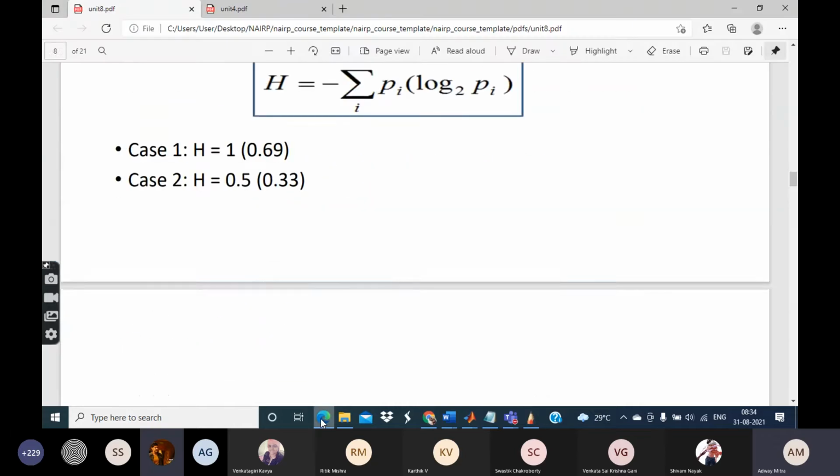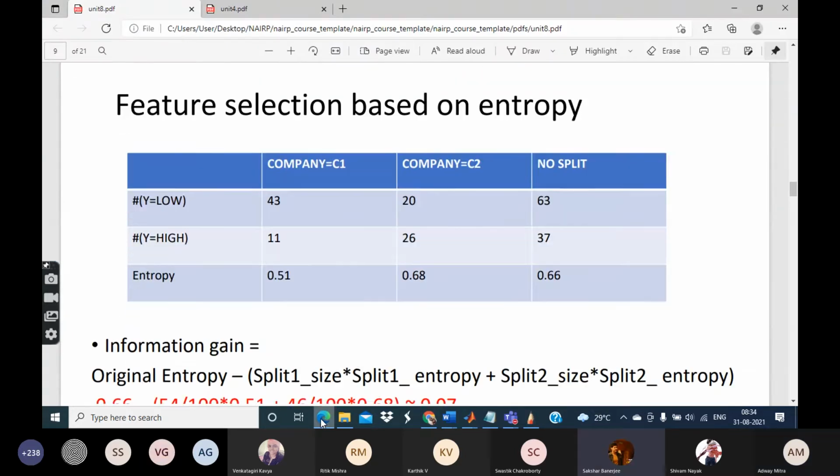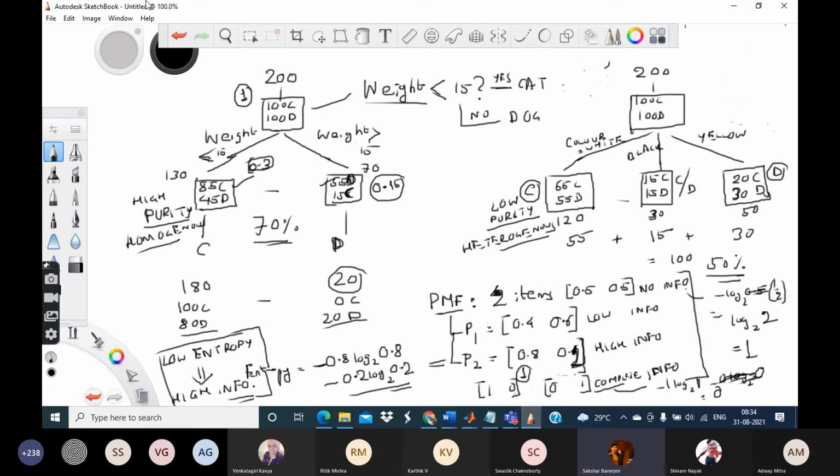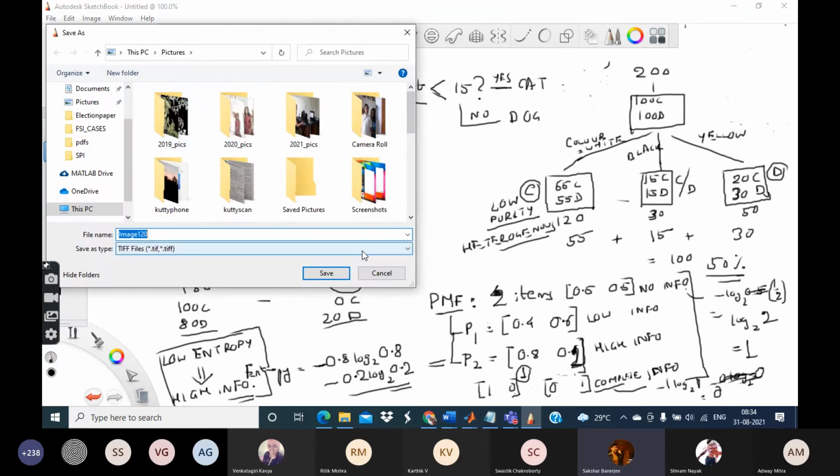Sir, please go to the slide, sir, one second. Sir, here, in the color features, for white color, there are 66 cats and 55 dogs. For the majority, 66 would be written here, but you have written 55, sir. I don't get it.